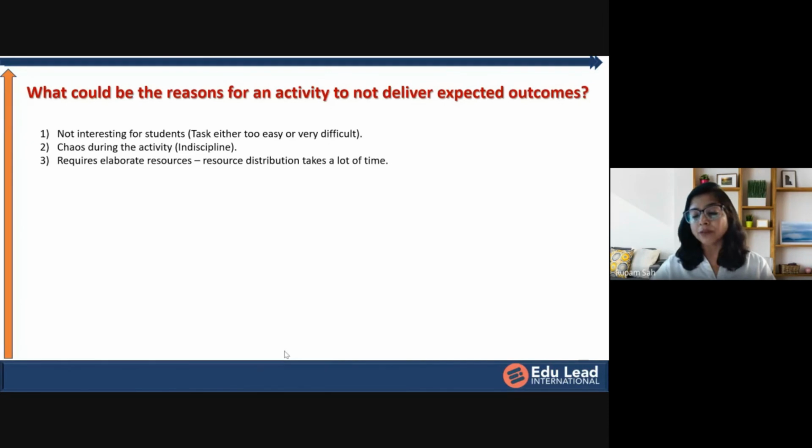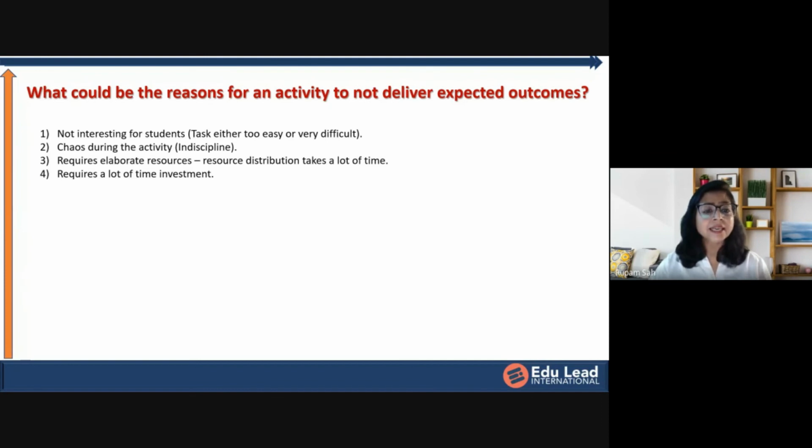Suppose you have done an activity which requires multiple and various kinds of resources, and you have not thought about how you will distribute them. If that distribution is taking a lot of time, then again, your activity is headed towards failure.